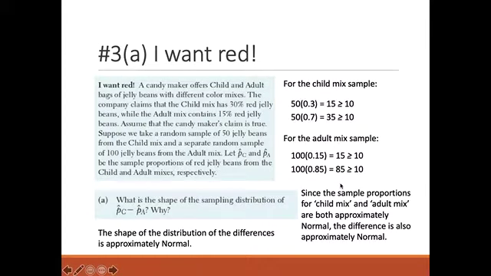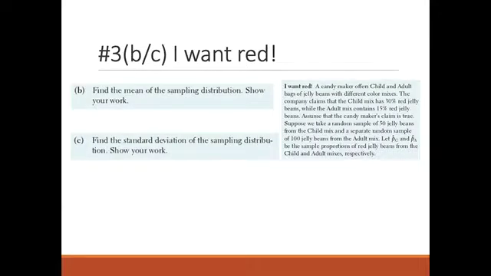What's important to remember is that the sample proportions for the child mix and the adult mix, the individual p hats, are approximately normal. This is about a difference, and a difference is a linear transformation. So we're taking a linear transformation of two variables that are already approximately normal, so the difference is also approximately normal. A linear transformation preserves the shape of the original random variables.